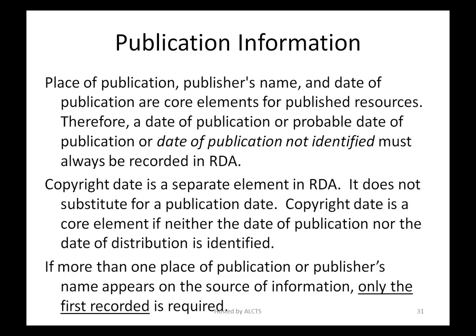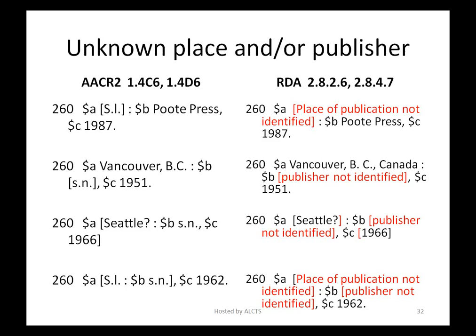And one other thing is that if more than one place of publication or publisher's name appears on the source of information, only the first is required. So let's look at how this plays out. Now the key thing is that if you have no date of publication, then you invoke the next level, which means that the distribution information becomes core, and we'll show that in a bit. Let's just show some changes between how you record unknown places or unknown publishers in AACR2 and RDA.